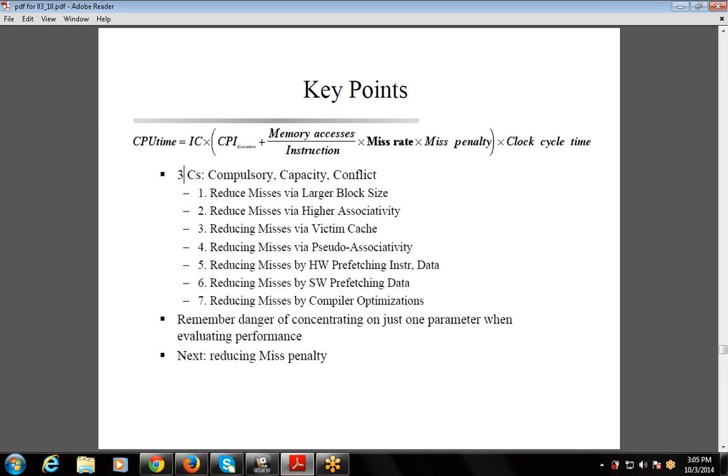Then the 3 C's: compulsory, capacity, and conflict. And these are the 7 methods to reduce the misses: larger block size, higher associativity, victim cache, pseudo-associativity, hardware prefetching, software prefetching, and compiler optimization. Remember the danger of concentrating on just one parameter when evaluating performance. So we cannot focus on only one parameter, but we can focus on other parameters also.